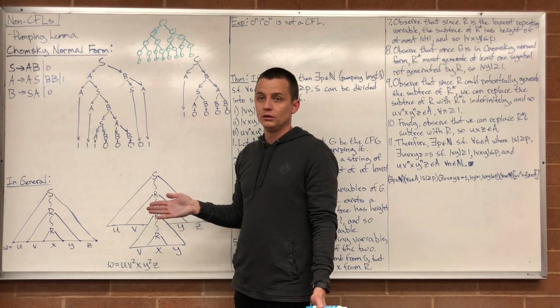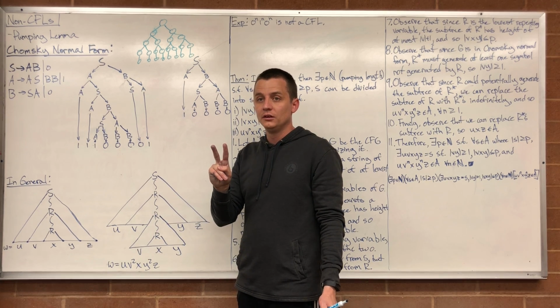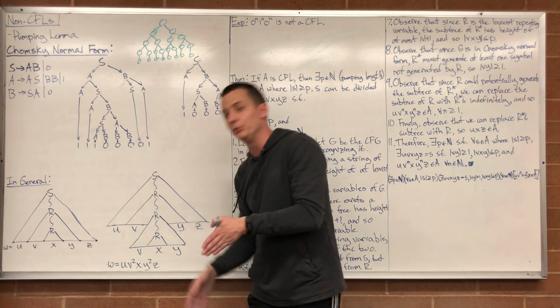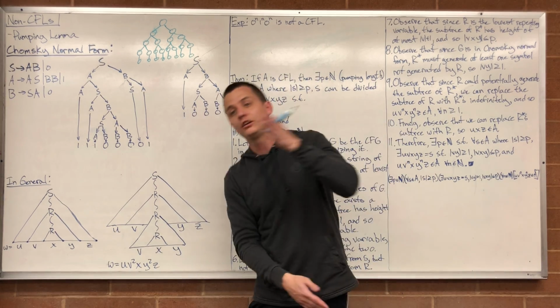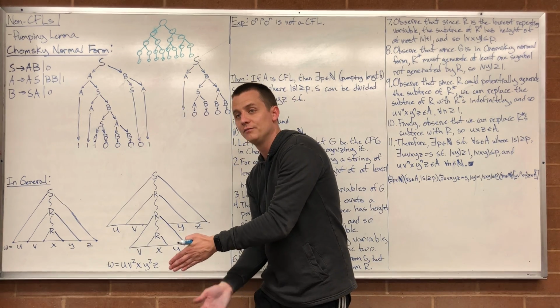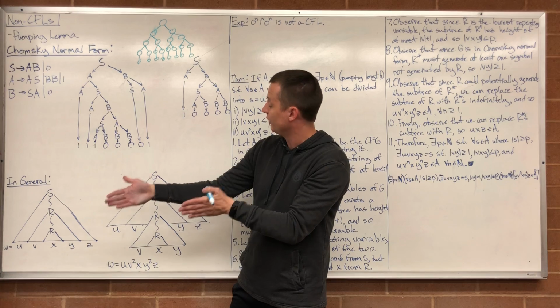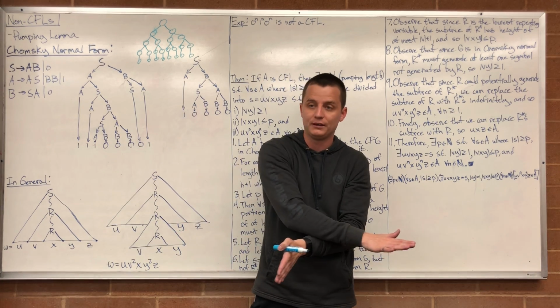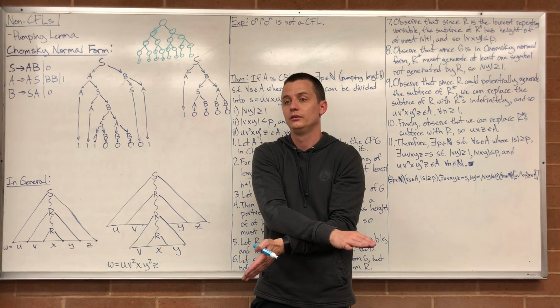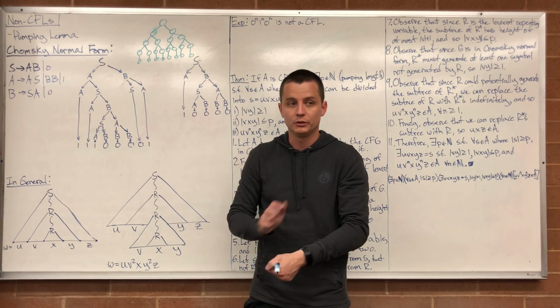So if it generates 2 symbols, it has a height of 2, at least. If it generates 4 symbols, it has a height of 3, at least. If it generates 8 symbols, it has a height of 4, at least. If it generates a string of length 16, it has a height of at least 5, etc. You with me?